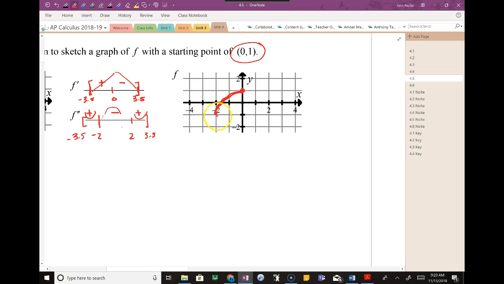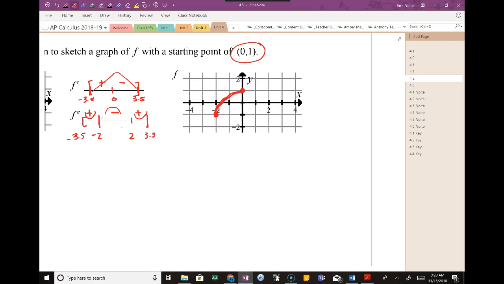Okay, so we're just going to pretend that maybe it goes to the point -2, -1. I really have no idea what the y value is, but I'm just going to throw it there so that we have something to look at. Now remember, my function only goes to -3.5. So between -2 and -3.5, what kind of slope do I have?